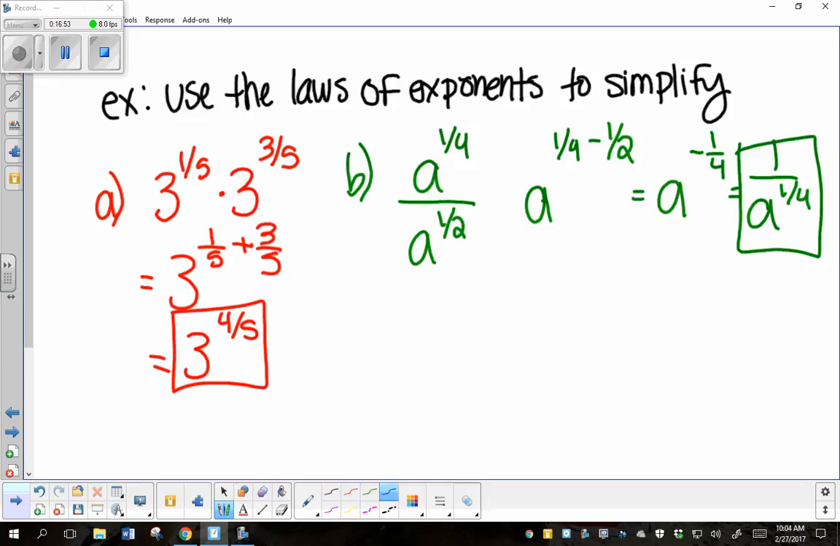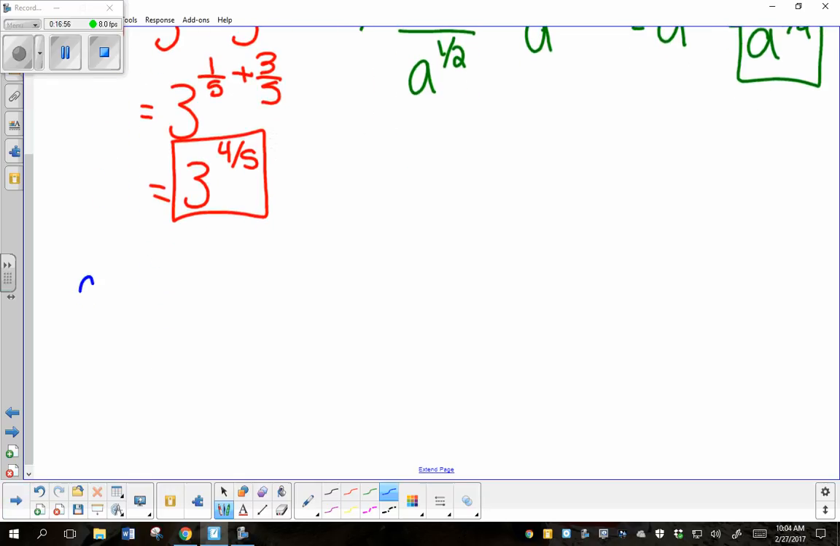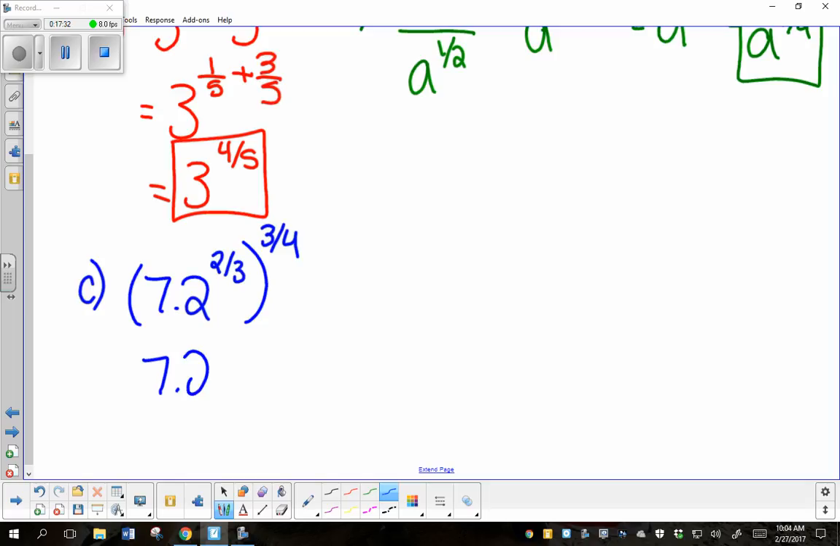All right. Next example is 7.2 to the power of 2/3, and then all of that is going to be raised to the power of 3/4. Don't say anything yet. So this one we've got a power raised to another power. Raise your hand if you can tell me what I should do with those exponents. Power to a power. Cameron? Multiply them. So we're going to do 7.2 to the power of 2/3 times 3/4.